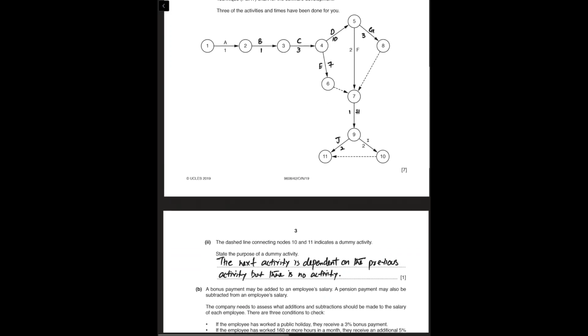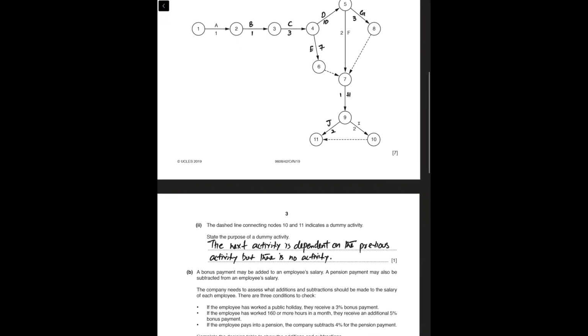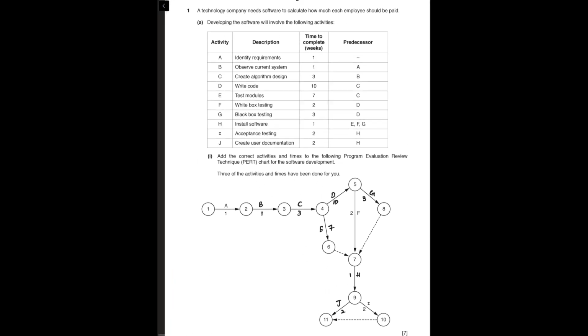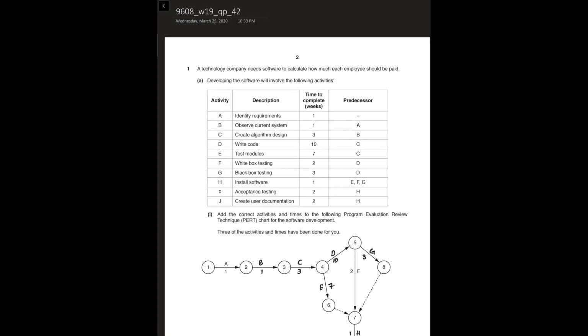Now let's have this A2. It says that the dashed line connecting nodes 10 and 11 indicates a dummy activity. State the purpose of the dummy activity. So let's say that the next activity is dependent on the previous activity, but the previous activity is no activity. This is another definition of it. So let's solve the next question.